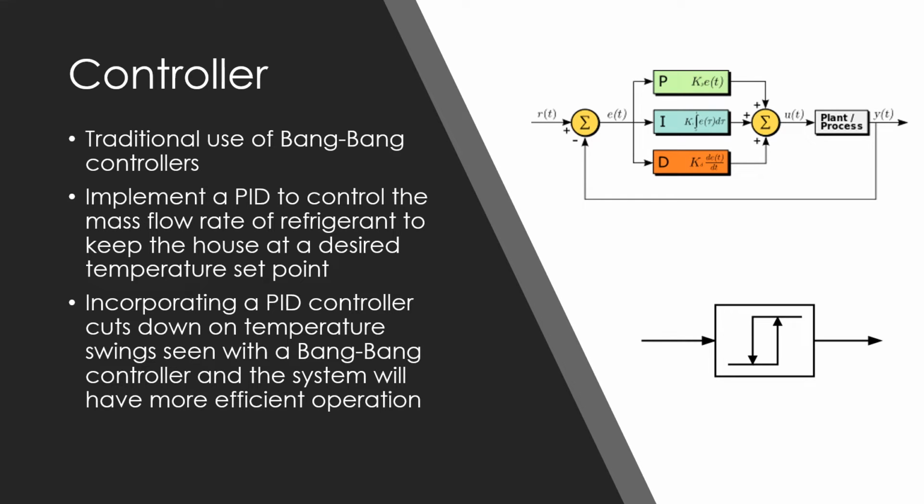Traditionally, a bang-bang controller would be used in this situation. A bang-bang controller is a feedback-based controller that abruptly switches between two states. We're going to try to implement a PID to control the mass flow rate of refrigerant to keep the house at that desired set temperature point.